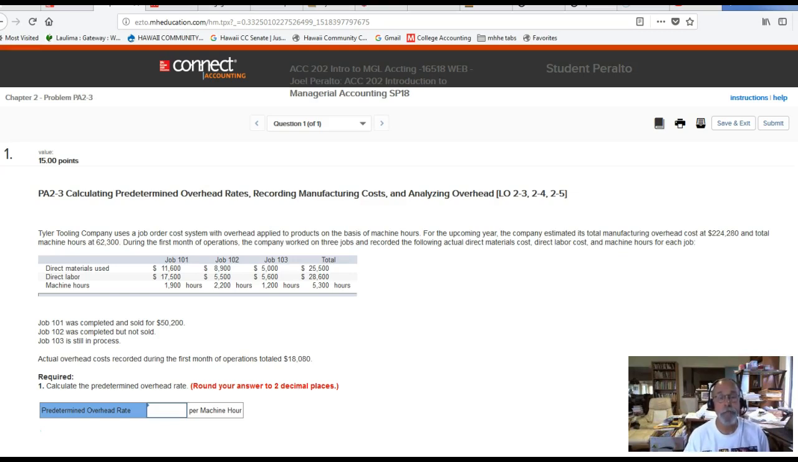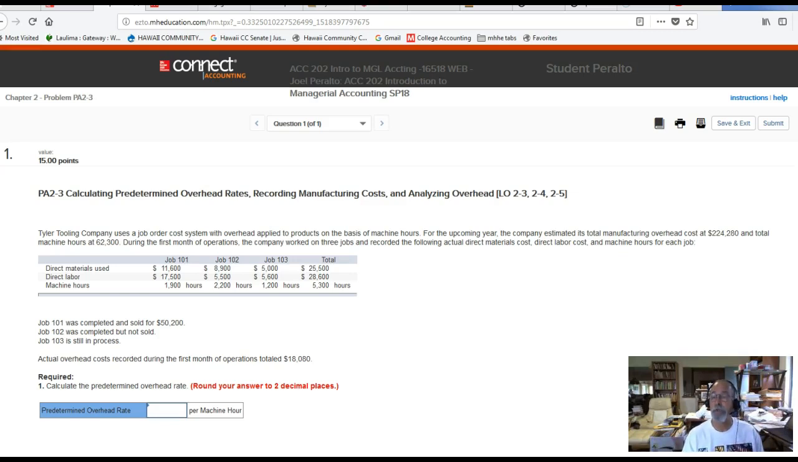Tyler Tooling Company uses a job order cost system with overhead applied to products on the basis of machine hours. So this is a little different in terms of overhead application. It's a little different from what we looked at in the earlier problem, where we applied overhead based on direct labor dollars. In this problem, this company applies overhead to production based on machine hours.